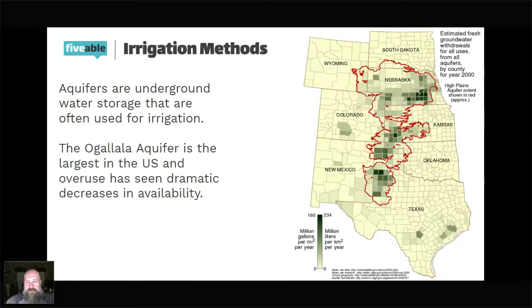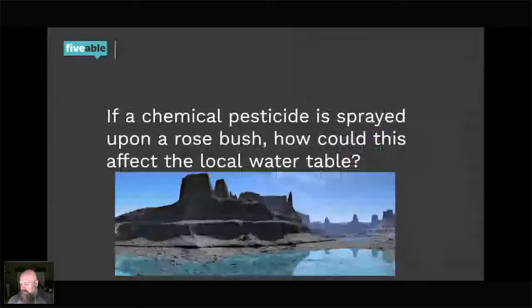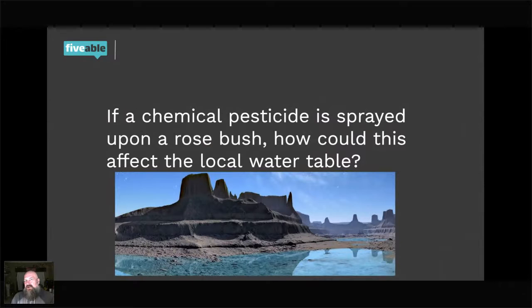Okay. All right, so let's talk about our next part here. If a chemical pesticide is sprayed upon a rose bush, how could this affect the local water table? This is kind of like an FRQ question type thing. So you don't have to get too terribly in depth, but just think about it. Type a quick little answer into the chat window over there. If I'm spraying some pesticide on a rose bush, how could that possibly affect the water table? Take a minute, think about it.